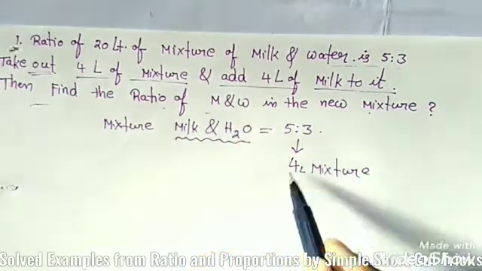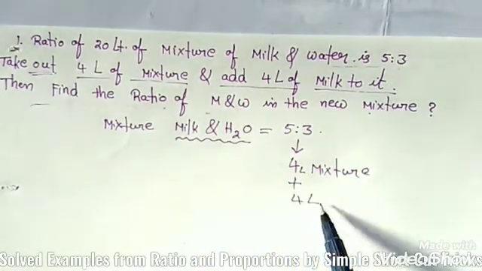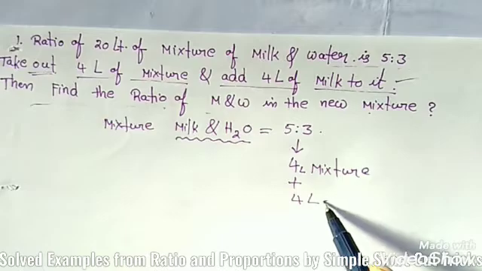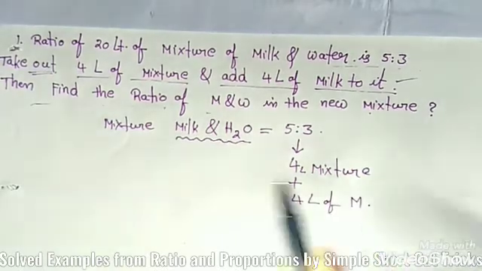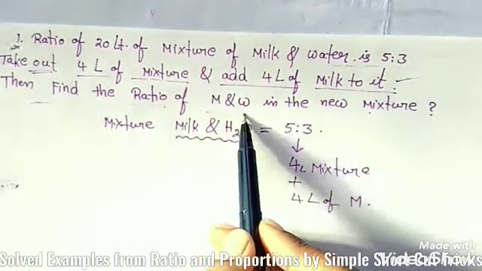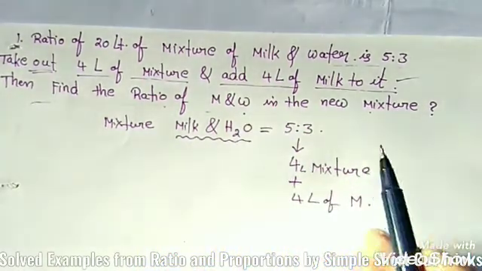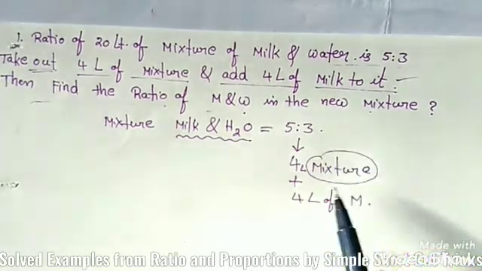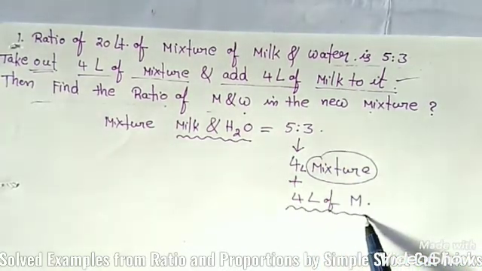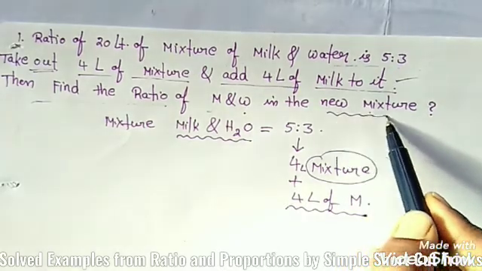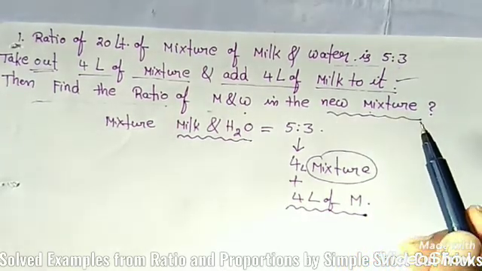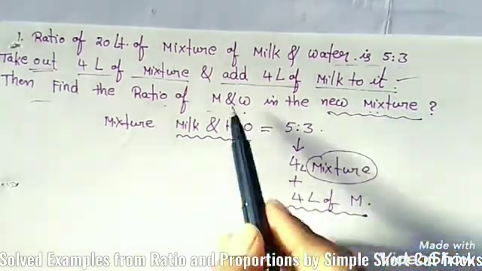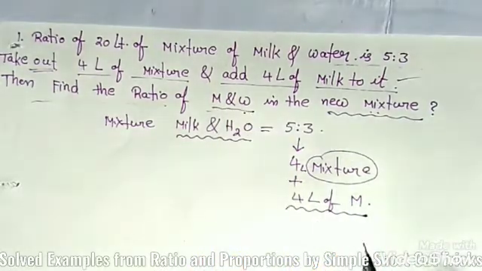After that we have to add 4 liters of milk to it. Then find the ratio of milk and water in the new mixture. After we have taken 4 liters out of the mixture, we add 4 liters of milk to it, and a new mixture will be formed. So now we have to find the new ratio of milk and water.